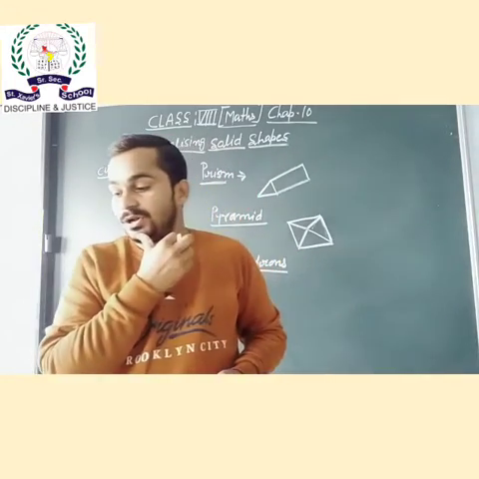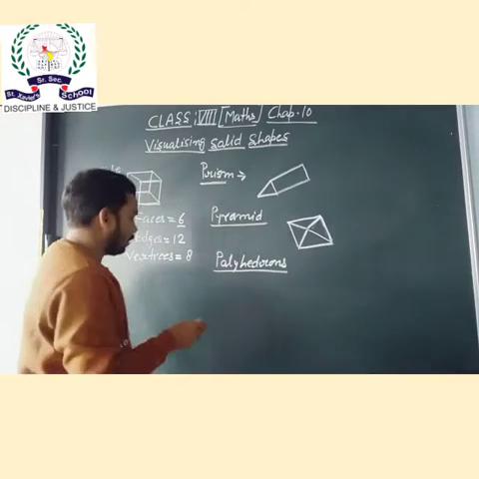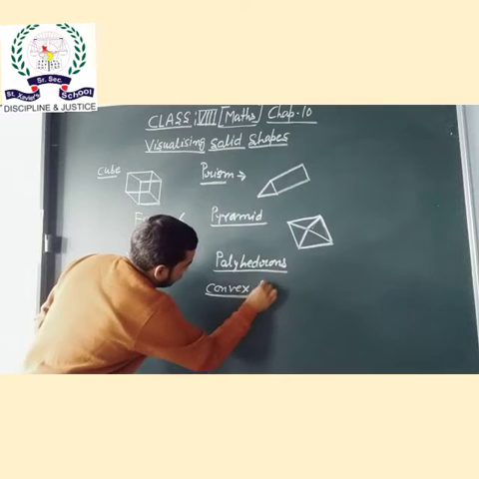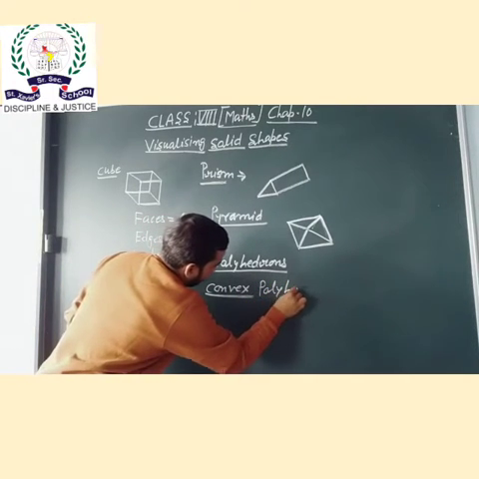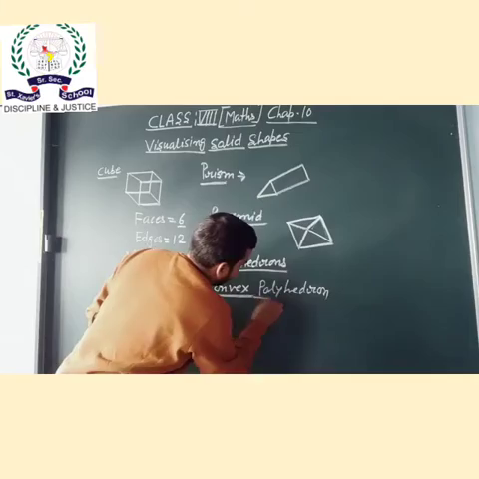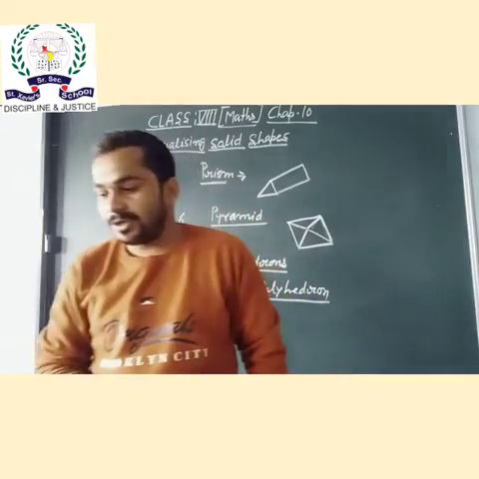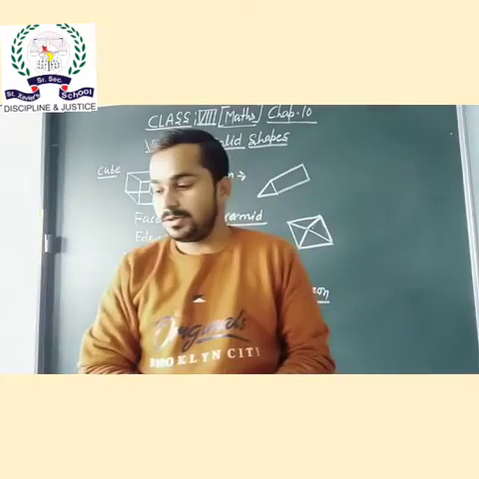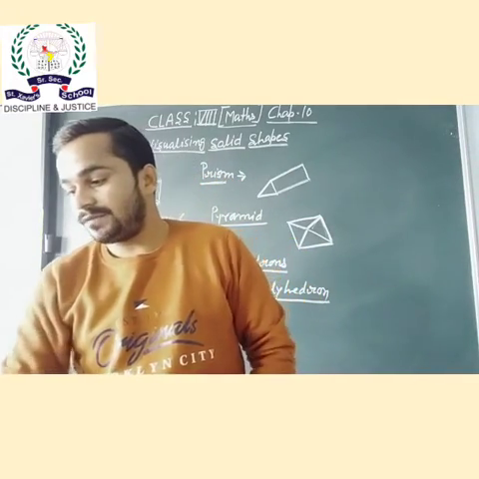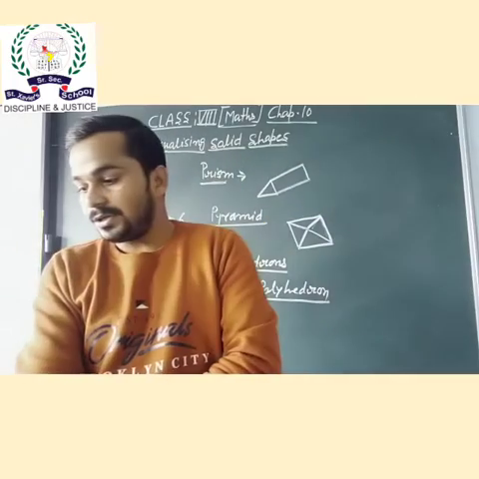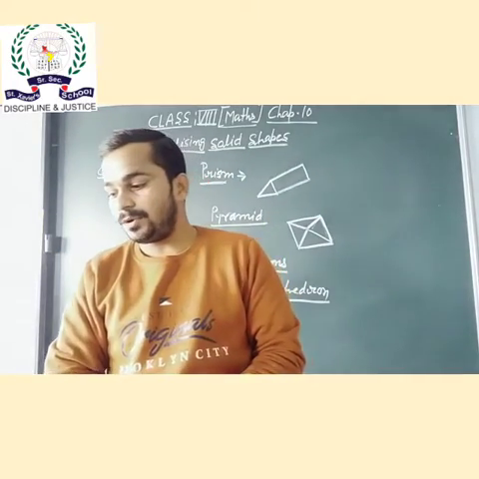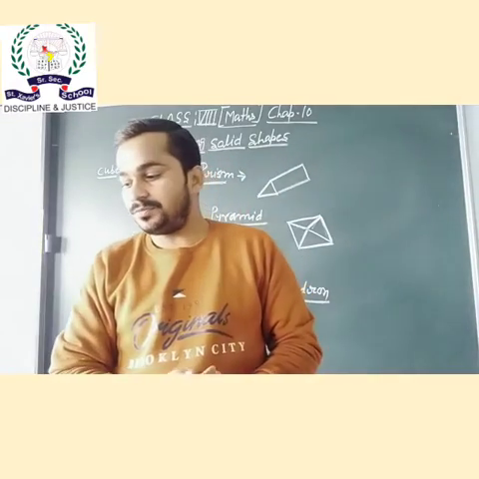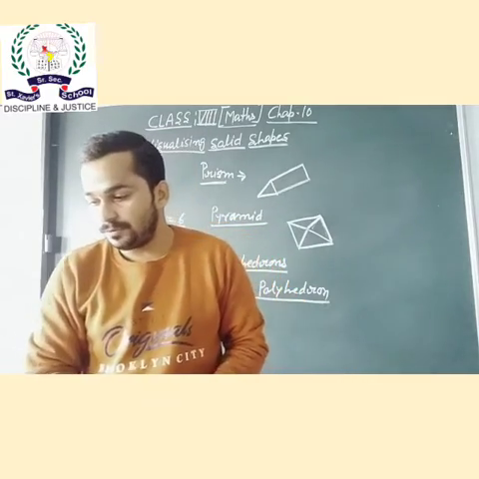Another concept is the convex polyhedron. A polyhedron is said to be convex if the line segment joining any 2 points on the surface of the polyhedron lies entirely inside the polyhedron. For example, a cube, a cuboid, a prism, a pyramid are all convex polyhedrons.